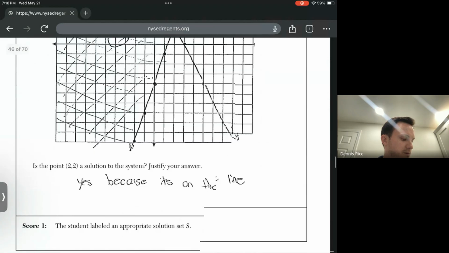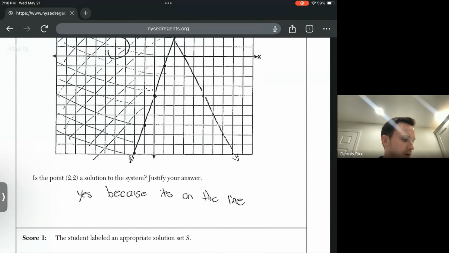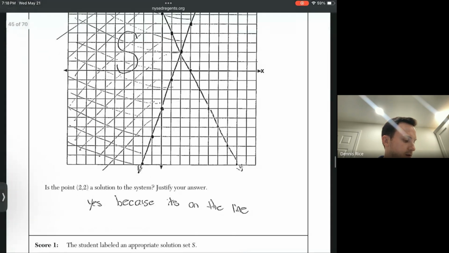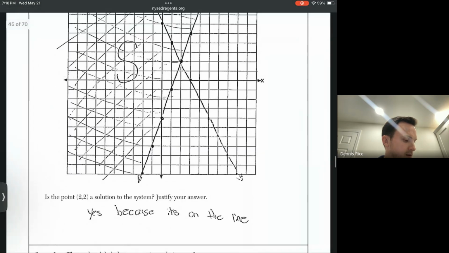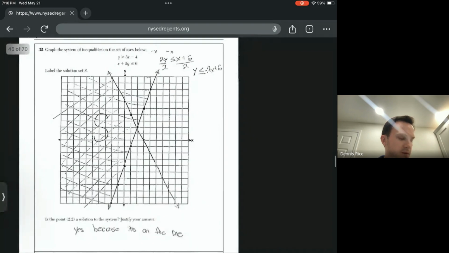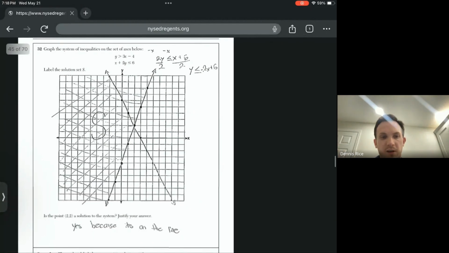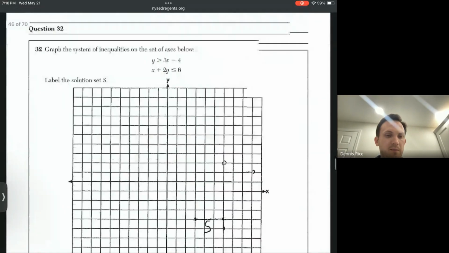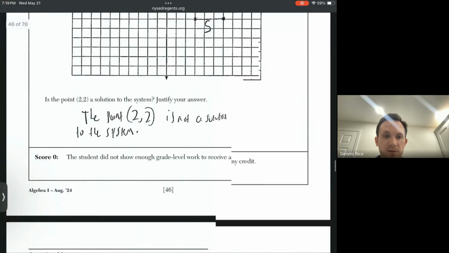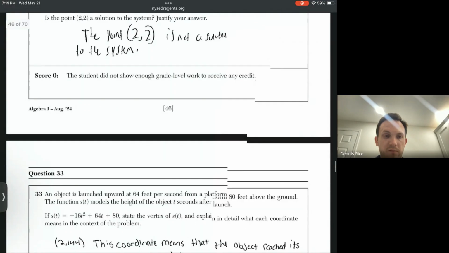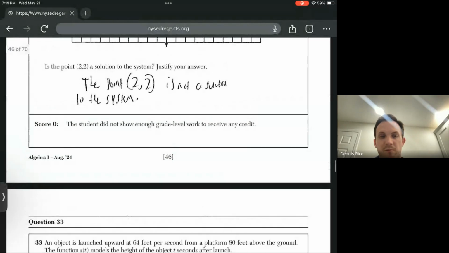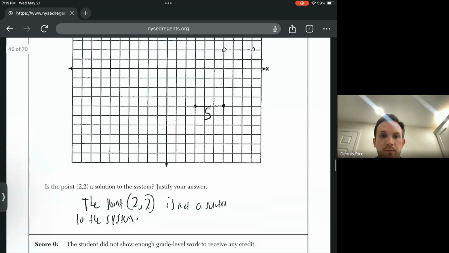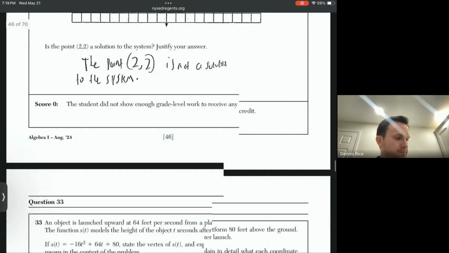There's always some funny ones with the 4 pointers, like this gets a 1. Why does this get a 1? The student labeled an appropriate solution set. So none of the lines are graphed correctly, but they shaded 2 lines randomly and put an S somewhere, and you get a point. Hey, I don't think any one of us in the 3 classes should be living on the 0 and 1 side of a 4-point question. I think we all know how to do this. Maybe we're a little rusty during the mock, but even so, we're not gonna be this kid, which I don't even know what's going on here.